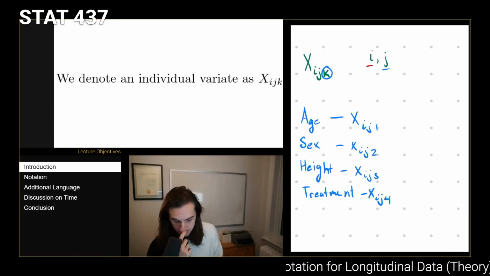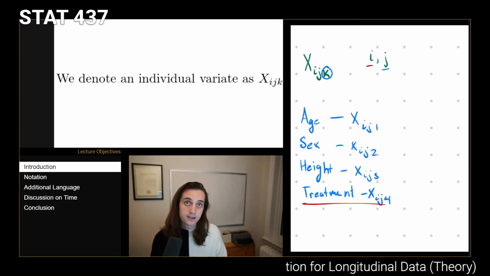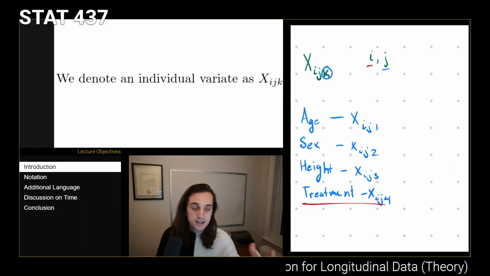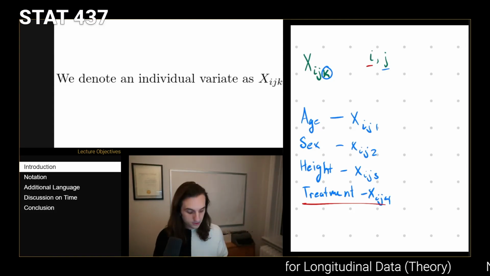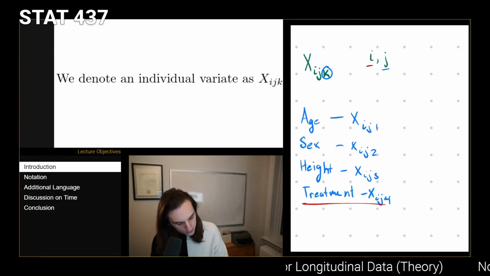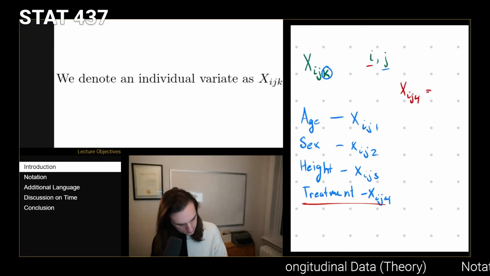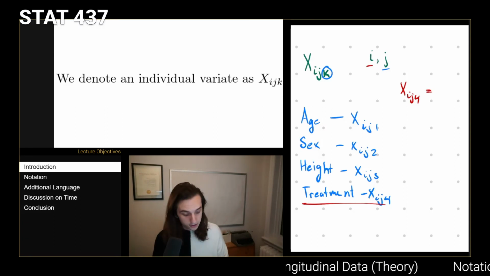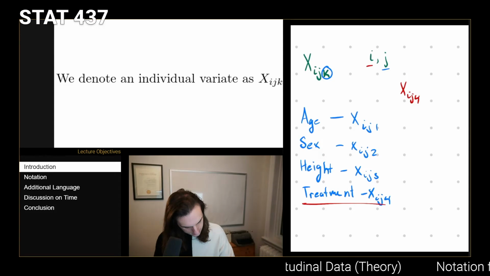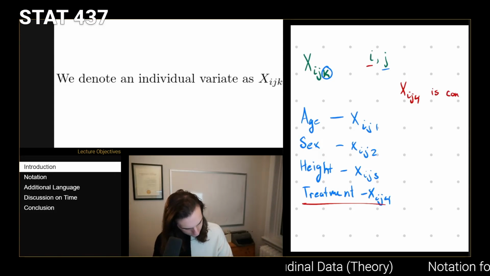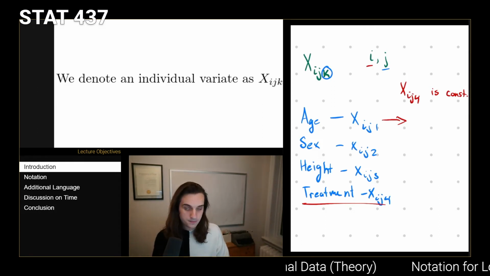Now, the other piece to note here is that some factors that you measure aren't going to change over time, right? And so you can think about the treatment status, for instance. If you're in a study where you're assigned to be in the placebo group, then you're going to be in the placebo group for the entire duration of the study. And so what we would have there is that Xij4 is going to be equal to the same value, no matter which j you're at. So Xij4 is constant.